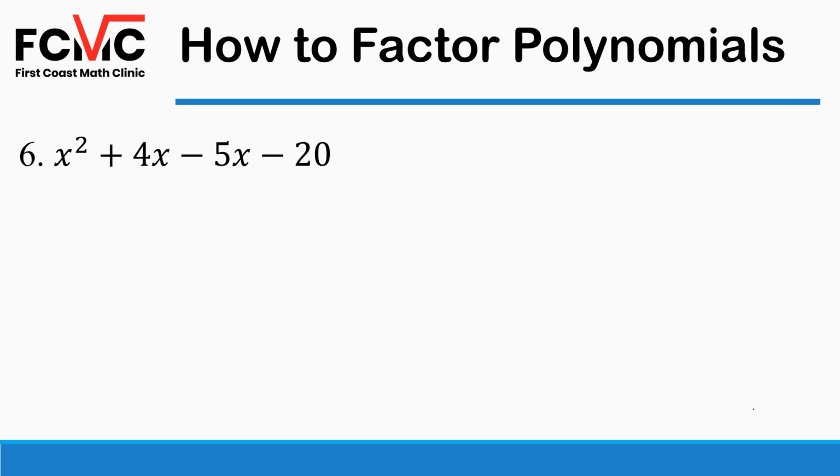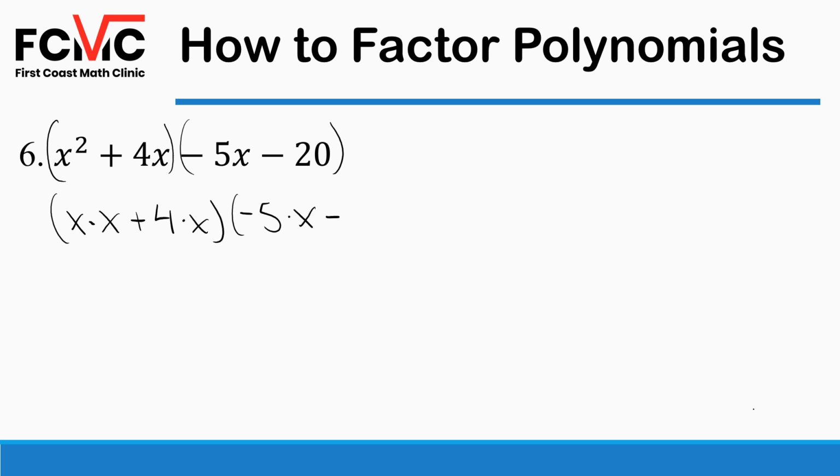All right, so for number 6, we've got x squared plus 4x minus 5x minus 20. So we're going to start this the same way we started number 5. We're going to break it up into a pair of binomials, parentheses around the first two terms and last two terms. And I want to find the GCF in each of these binomials. So we can break this up. I know x squared is x times x plus 4 times x. And then I can make this into negative 5 times x, and then minus 5 times 4.